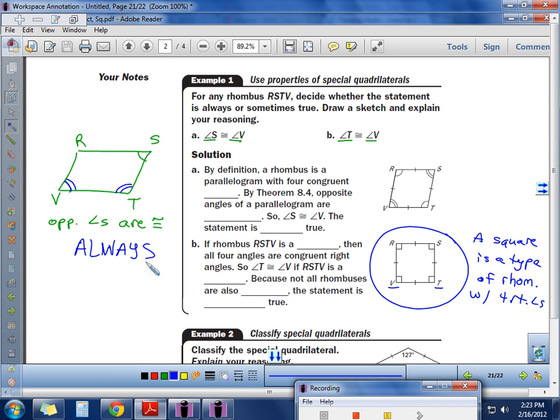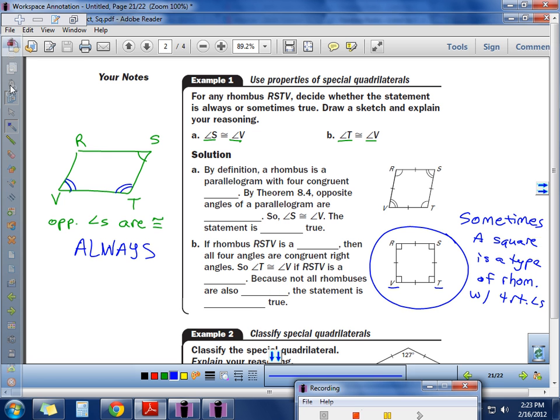But will a rhombus always have T and V congruent? No. Only sometimes true. So we talked about that. We had to jump over to the square.